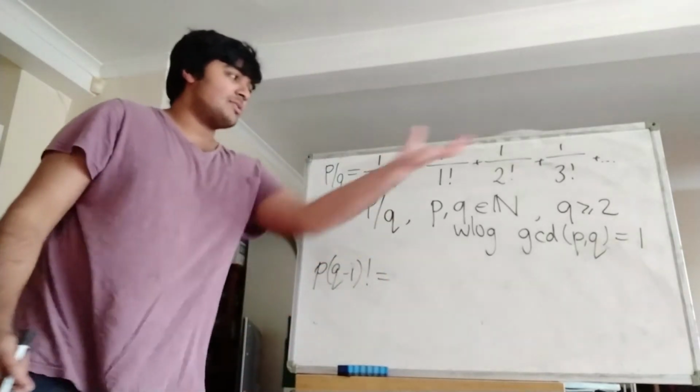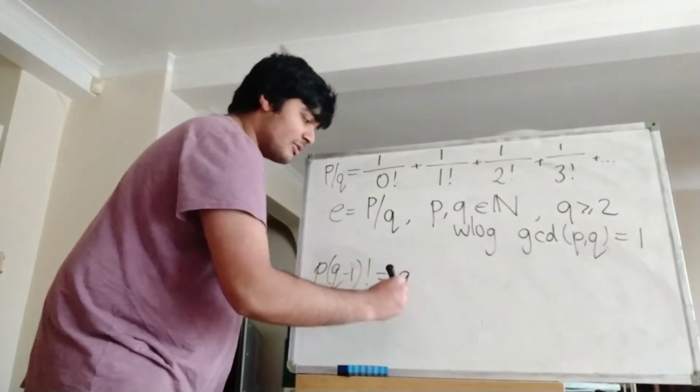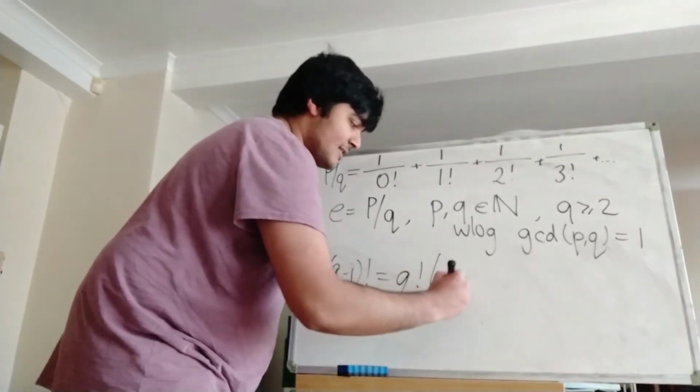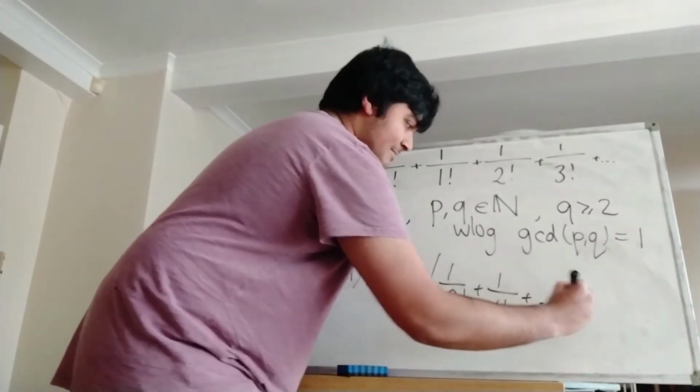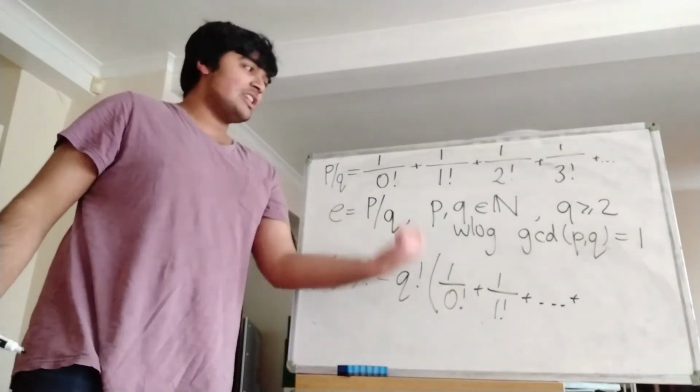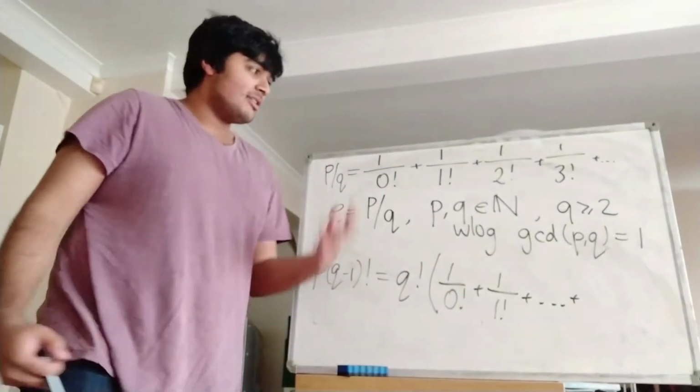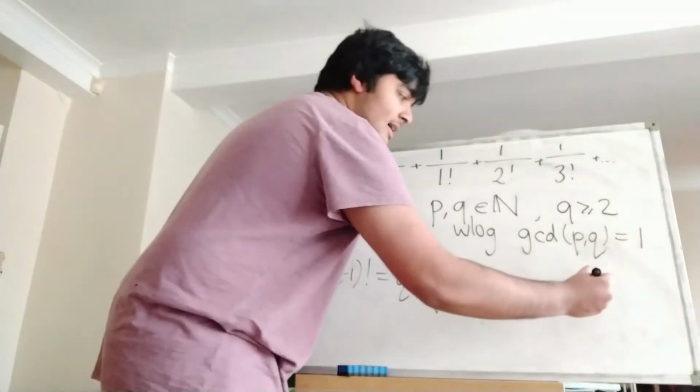And that equals, on this right hand side, q factorial times this infinite sum here. Okay, but of course in this infinite sum we're eventually going to have a 1 over q factorial, because q is some natural number. So let's say it's there.